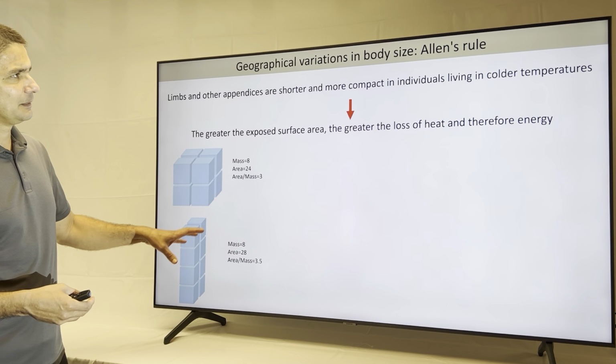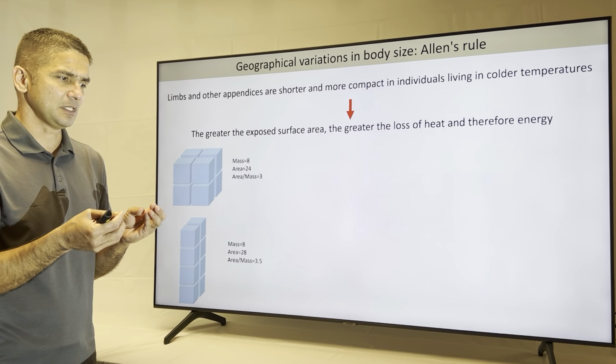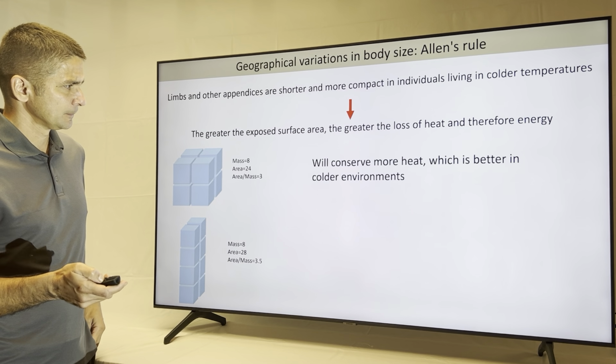One of the likely explanations for Allen's rule, again, this attribute of most species having smaller appendages when it gets colder.